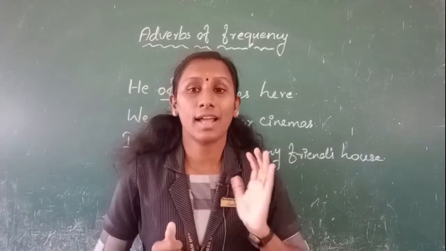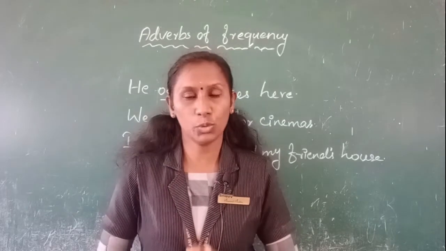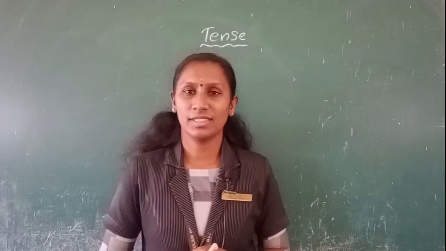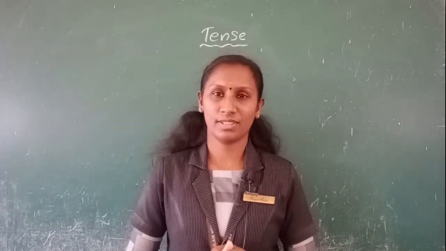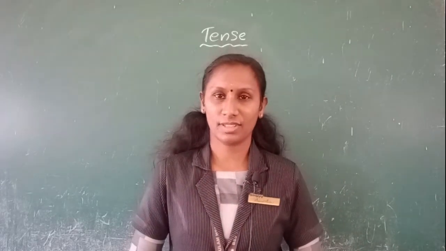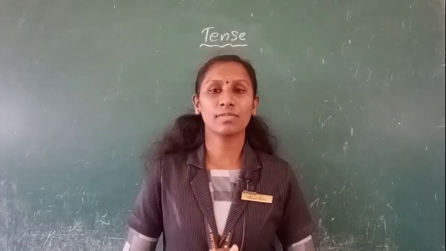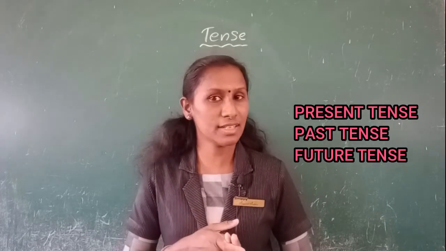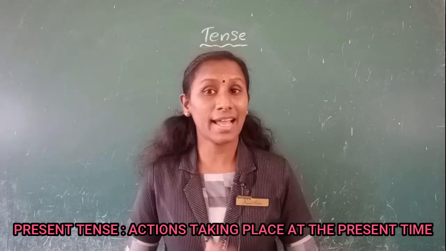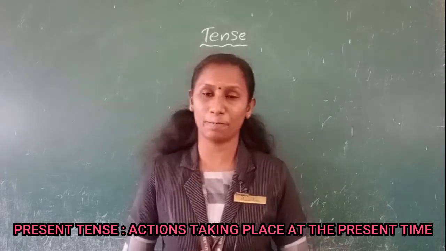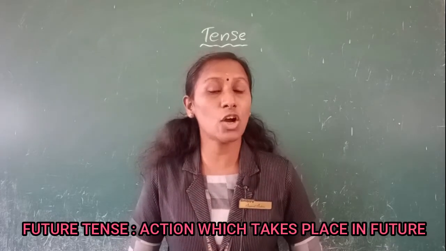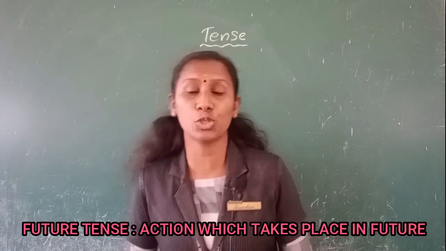This is called as adverbs of frequency. Okay? Now, moving on to the next topic, tense. Tense means time. Tense denotes the time when the actions take place. There are three types of tenses: present tense, past tense, and future tense. Present tense denotes actions taking place in the present time. Past tense denotes the action happened, and future tense denotes the actions which take place in future.